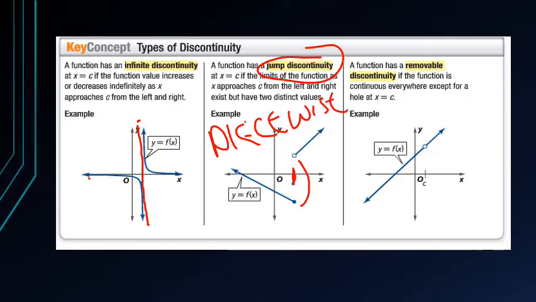Okay. Now, the third one, we have removable discontinuity. And we can see evidence of that. Here's x is equal to c. And we've got what we would call a hole in that graph. We'll talk about holes a little later on. We'll spend some time on holes, so I'm not going to spend too much time on it right now. But that would tell us that the function is continuous everywhere except at this point where x is equal to c, for whatever reason. And we'll begin to discover what those reasons are a little later. We're discontinuous at that point, but that is called removable discontinuity.